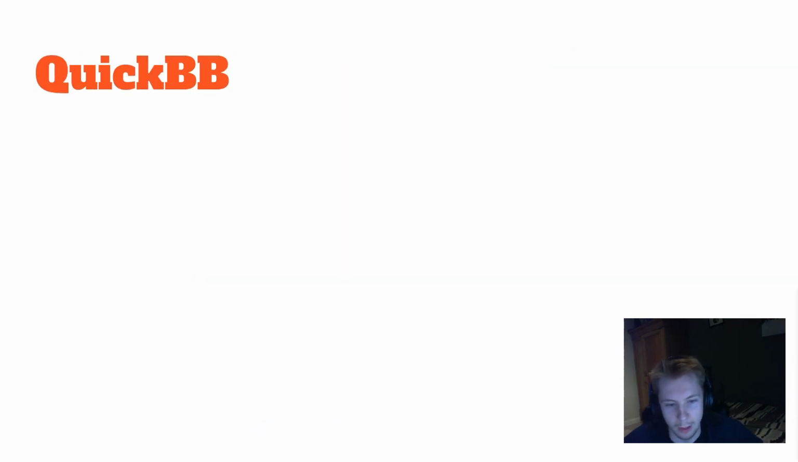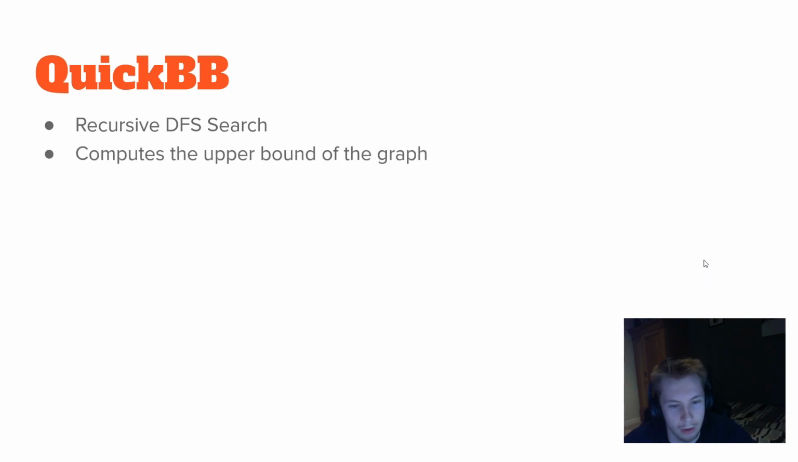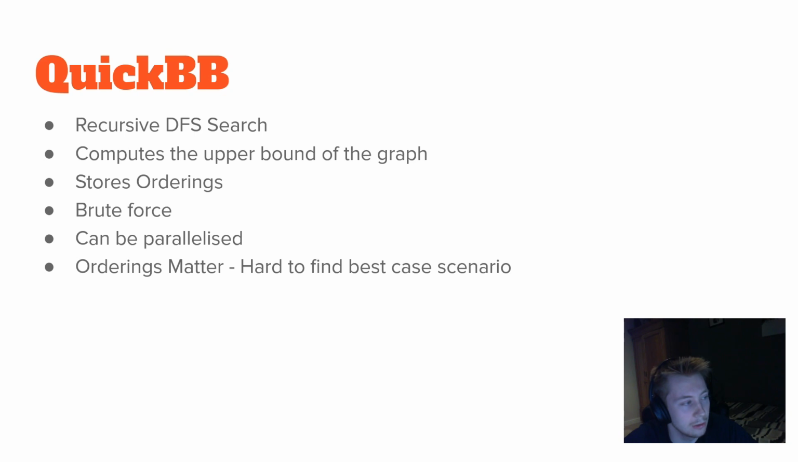Going back to QuickBB again, we learned that it's a recursive DFS search that computes the upper bound of the graph. In order to do that, we have to store the orderings and form an order to find the orderings with the lowest tree width, and we do this for every single node in the graph. So it's done in a brute force manner, and because of that it doesn't scale very well. The way we can speed this up is to run it in parallel. It's also important to note that the ordering does matter, so it's hard to find the best case scenario.